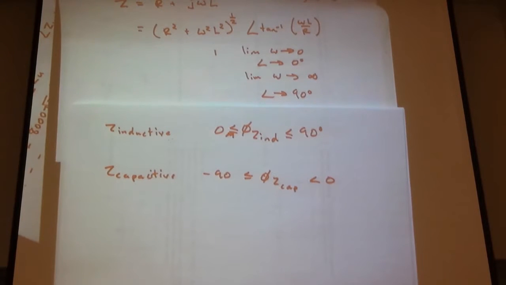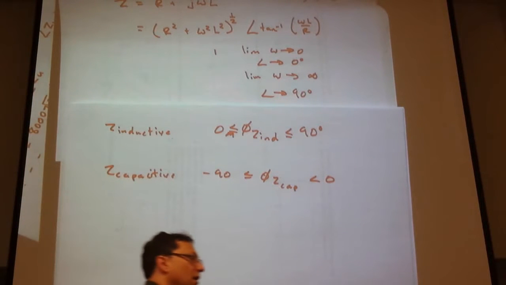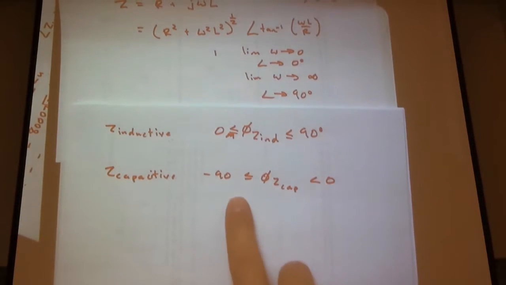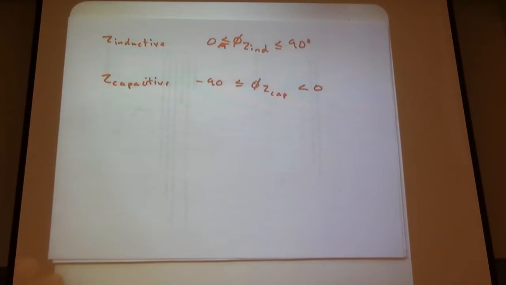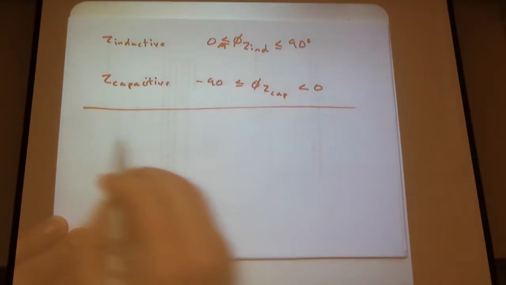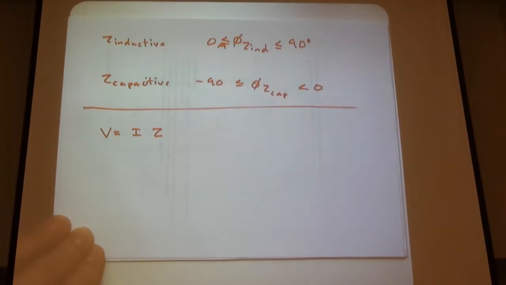So these are things to notice. If our impedance is positive, has a positive angle, it's an inductive circuit. If it has a negative angle, it appears to be a capacitive circuit. All this comes back eventually to Ohm's law. So we have V equals IZ. That hasn't changed.